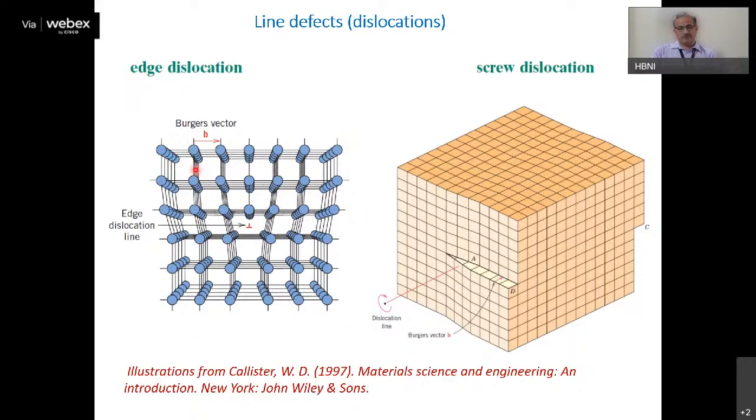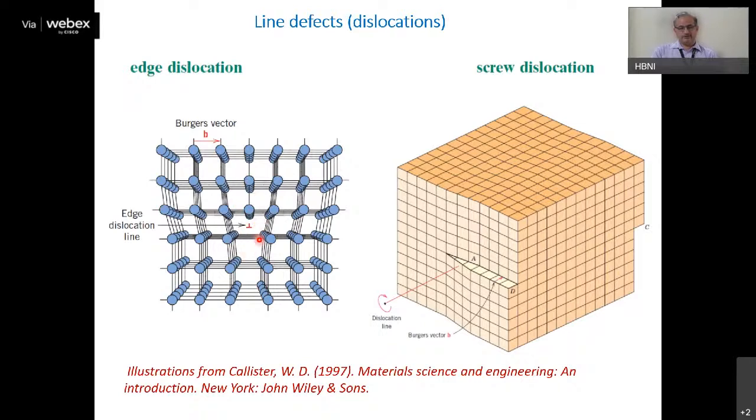Whereas if there is some defect, then these lengths will not be equal. You need some additional vector in order to complete the loop. This vector is called the Burgers vector. And this kind of dislocation, which is a line defect, is called an edge dislocation.